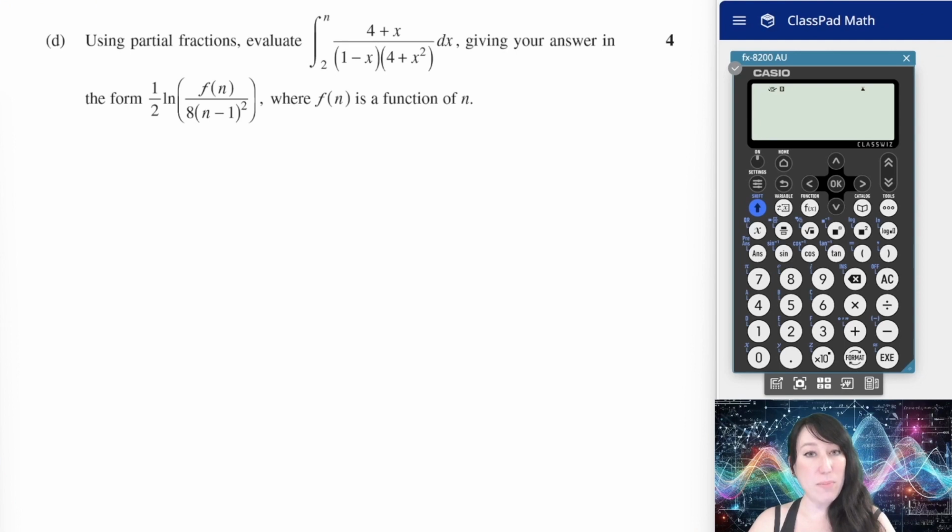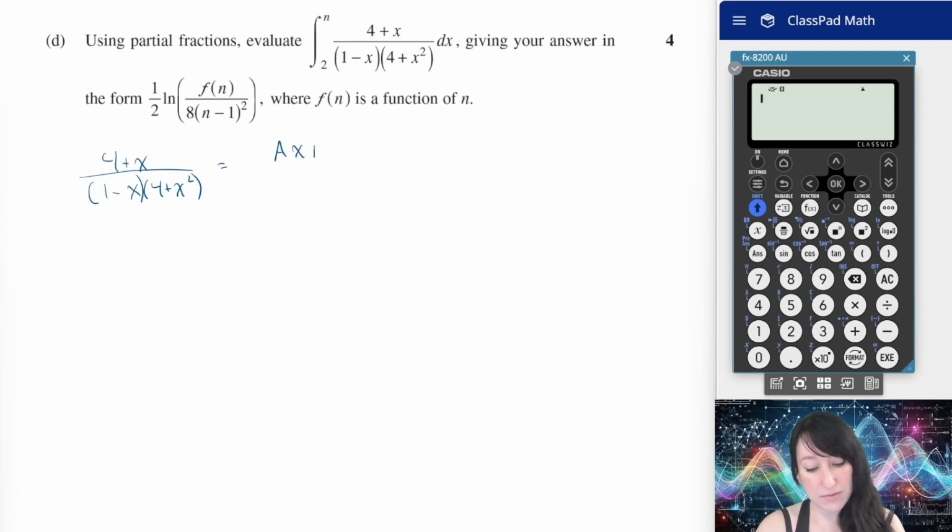Alright, let's start with partial fractions. So one of the factors in the denominator is an irreducible quadratic. So our numerator could be linear. The other factor is linear, so the numerator would be a constant.